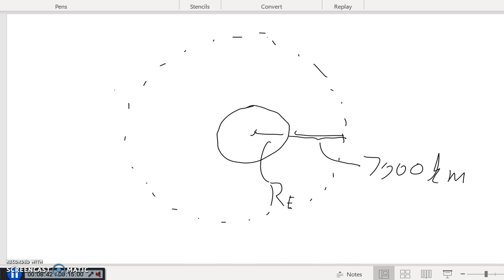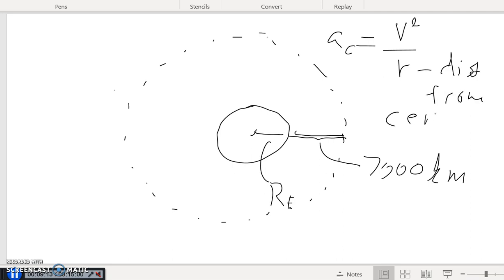Okay, now here's the key. The formula for centripetal acceleration is equal to the speed that the object travels. We call it v. Technically, v stands for velocity, but in our case, we can use v. So the square of that, v squared over r, where r is the distance from the center of rotation. So in our case, the distance from the center of the Earth out to the satellite's orbit is our actual total r.